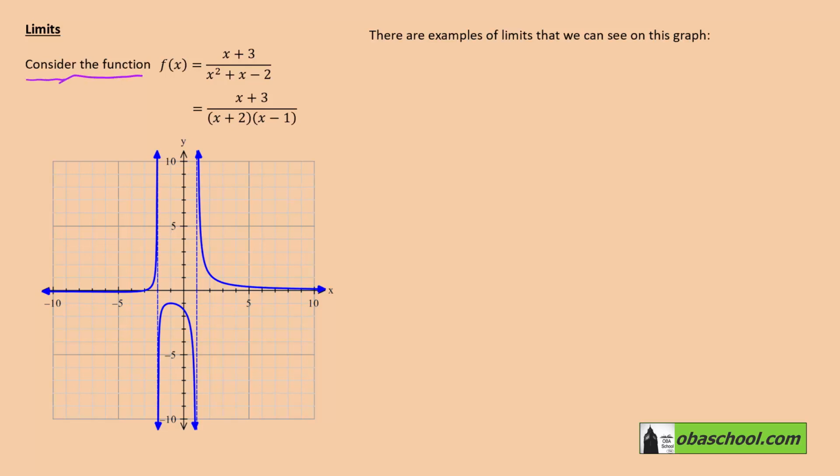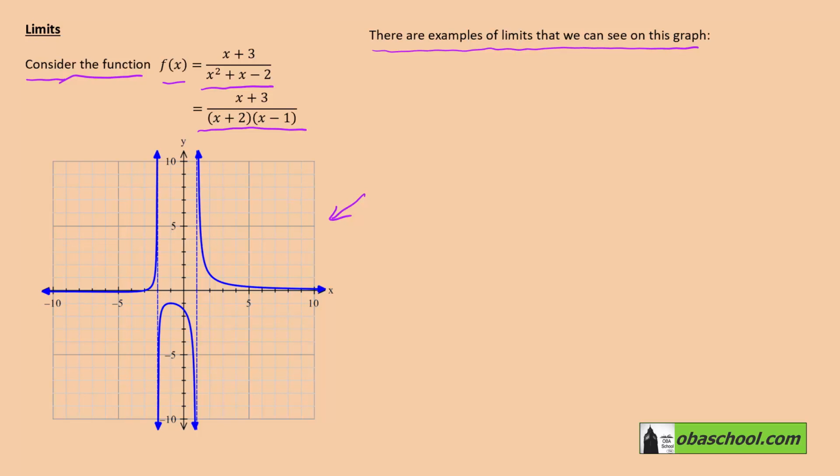Consider the function f(x) = (x + 3)/(x² + x − 2). The bottom can be factorized, so what we have is (x + 3)/((x + 2)(x − 1)). The graph is shown here. There are examples of limits that we can see on this graph, so let's look at those.